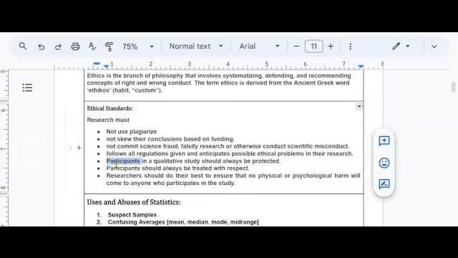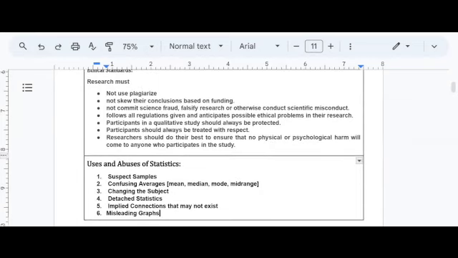Next, the participants in your qualitative study should always be what? Protected. Participants should always be treated with what? Respect. Researchers should do their best to ensure that no physical or psychological harm will come to anyone who participates in the study. So you have to put all this into consideration.